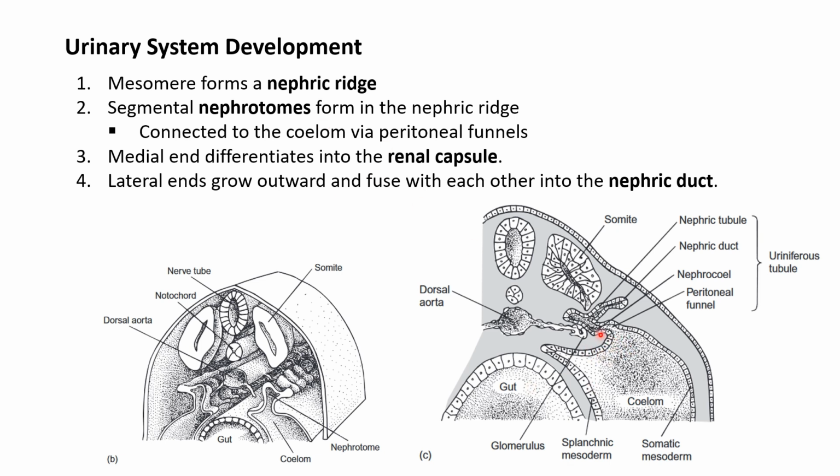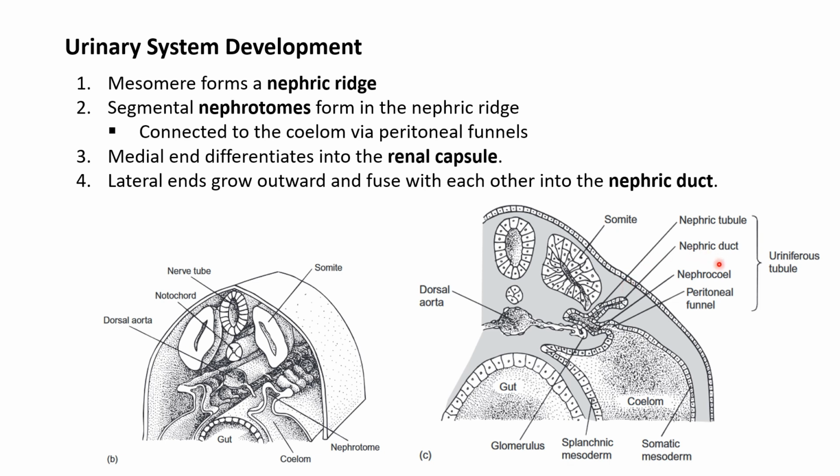During development, the medial end of the nephrotome differentiates into the first part of the nephron, which is the renal capsule, into which the glomerulus will grow, coming from the dorsal aorta. The lateral ends of the nephrotomes grow outward and fuse with each other to form a nephric duct.